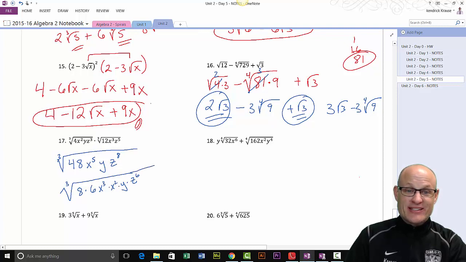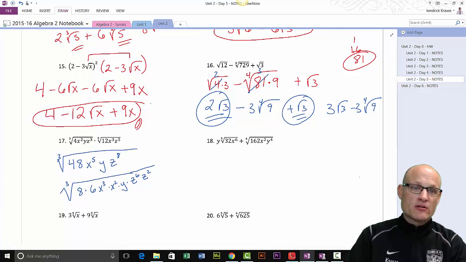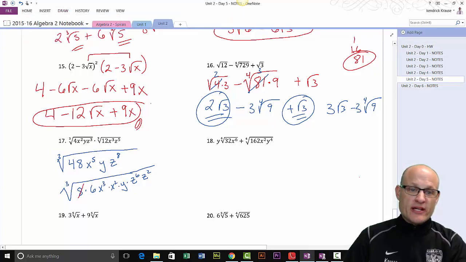6 is as close as you can get to 8 without going over, but there's still 2 left. Grab a different color, how about red? The cube root of 8 is 2. The cube root of x cubed is x. The cube root of z to the 6th is z squared. I'm gonna slam my answer in right here.